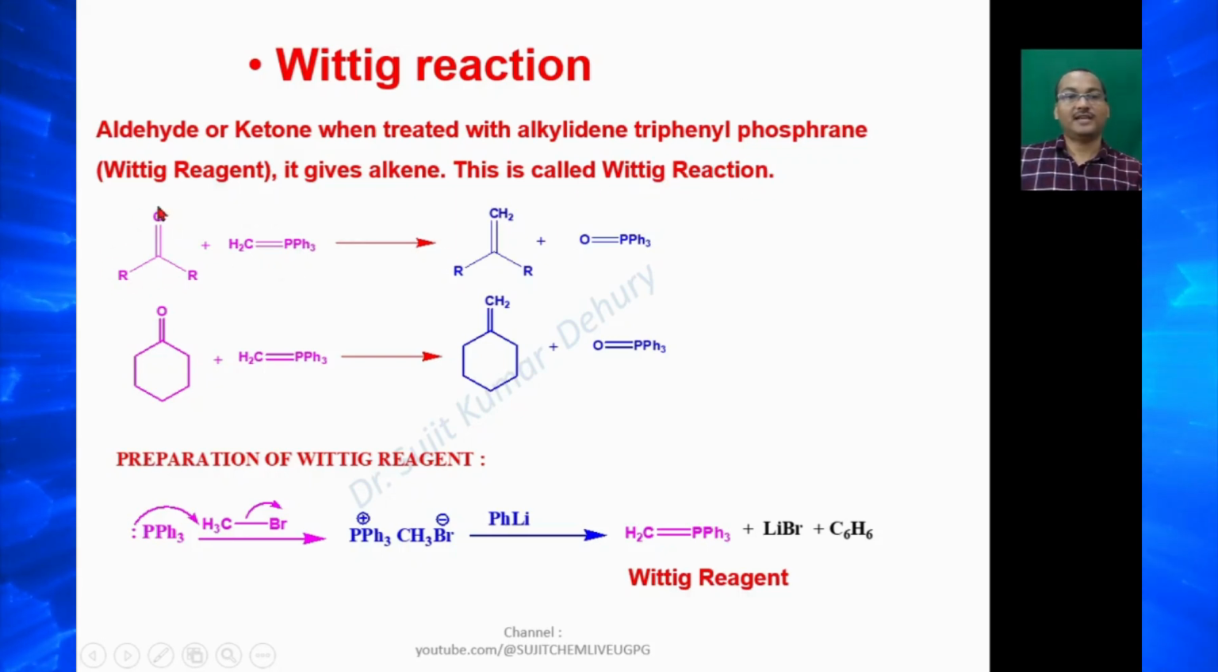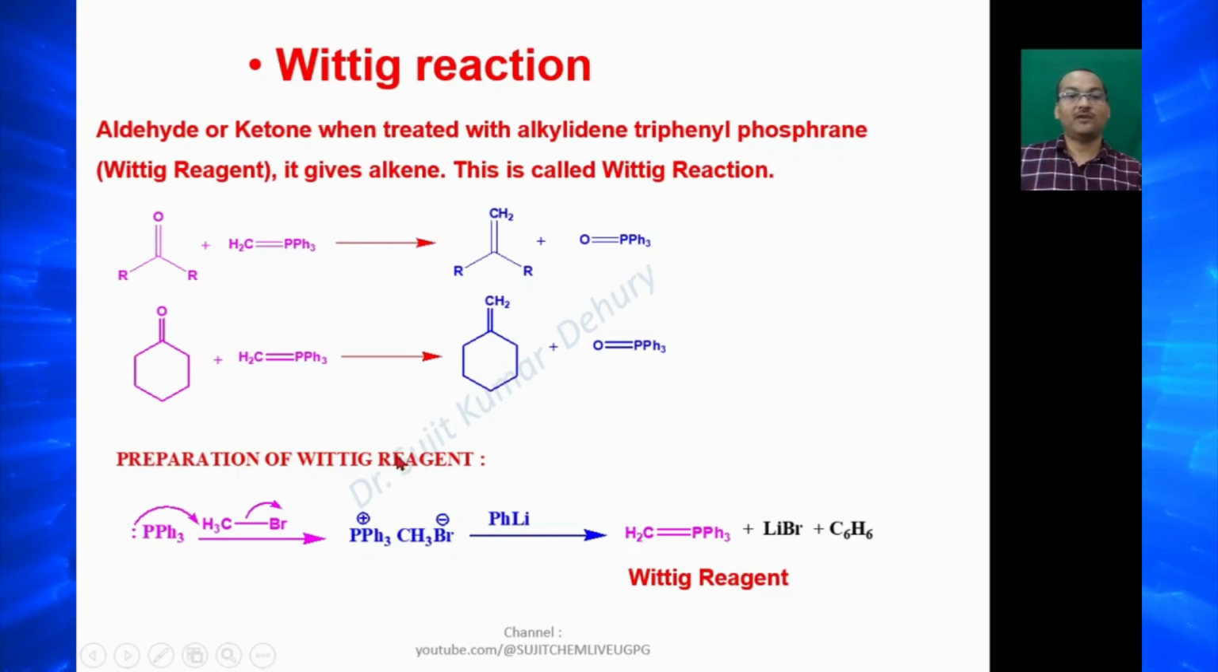So you react a ketone with the Wittig reagent, and the C double bond O will be converted to C double bond CH2 and triphenyl phosphine oxide. Similarly, if you react cyclohexanone with the Wittig reagent, you will end up with C double bond CH2.